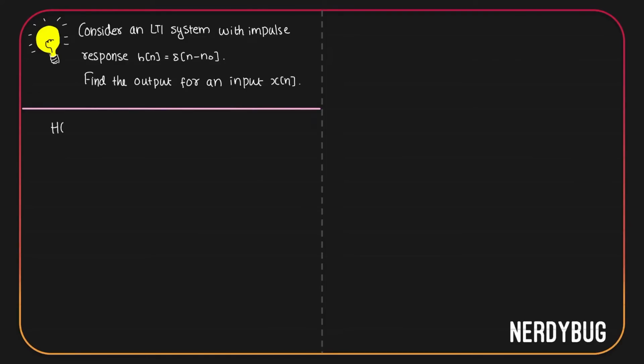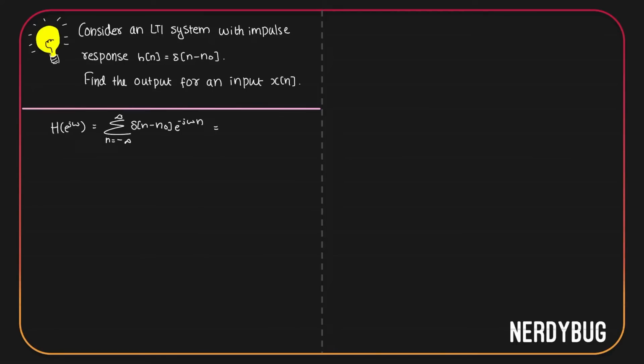The frequency response H of e raised to j omega is going to be summation from n equals minus infinity to infinity h of n e raised to minus j omega n. But h of n is delta of n minus n naught. Let us replace it. Now delta of n minus n naught is non-zero only at n equals n naught. So there is no point in taking summation from n equals minus infinity to infinity, because only for one value of n this product is non-zero. So we will just take the value of that product at n equal to n naught, which is equal to delta of n minus n naught at n equal to n naught is 1.